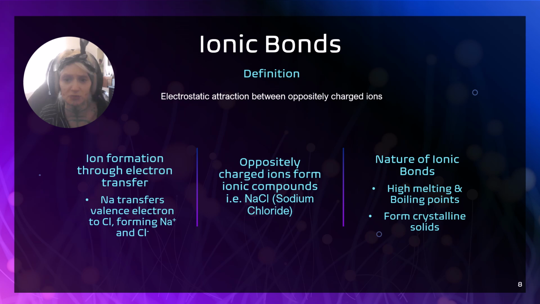Ionic bonds will form between oppositely charged ions, such as a cation and an anion. The nature of this ionic bond is strong electrostatic attraction between the positive and negative charges, and these oppositely charged ions form ionic compounds such as sodium chloride. And these ionic bonds complete the outer electron shells of both atoms, making them chemically stable.